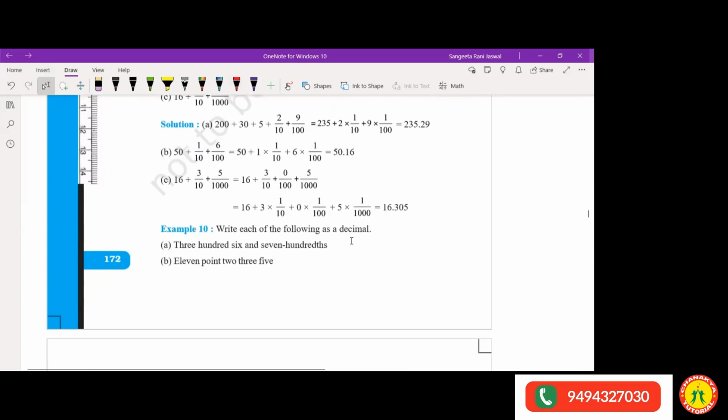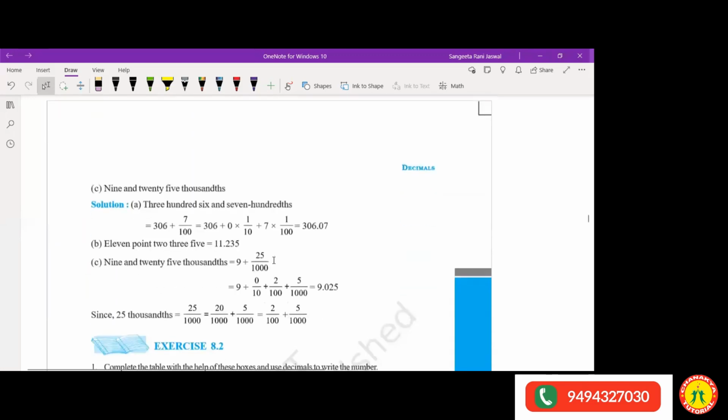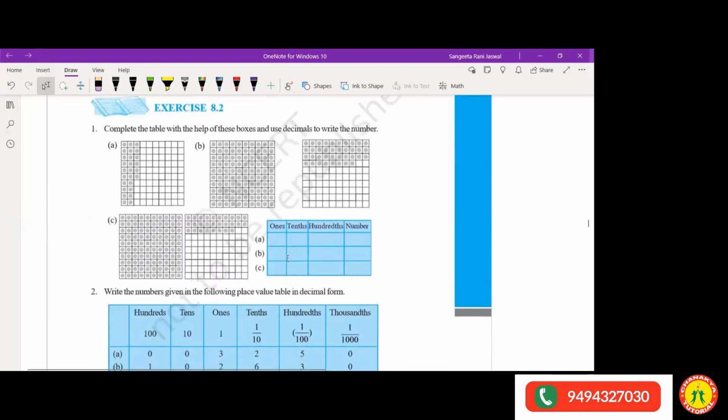Okay, let's move to the exercise part. Now these are the number names. Complete the table with the help of these boxes and use decimals to write the number. Now, what will you write for this? Please count how many boxes are filled here. These are all 10. Ma'am, there are a total of 100 boxes. Yes. And out of 100, 26 are shaded.